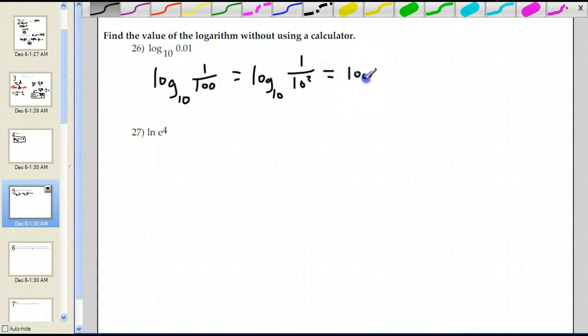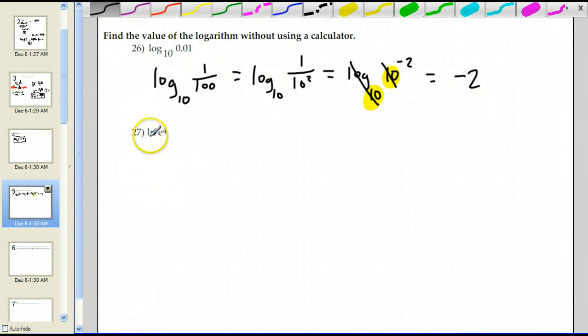Well, how can I get that 10 squared out of the denominator? I can bring it up and make that 10 to the negative 2 power. Now I have the same base on the log as I do as the base of the exponential part that's inside the log. So this is going to wipe that out, and we're left with just the negative 2. The reason is that we're looking for the exponent I need to raise 10 to to get 0.01. So 10 to the negative 2 power is 0.01.